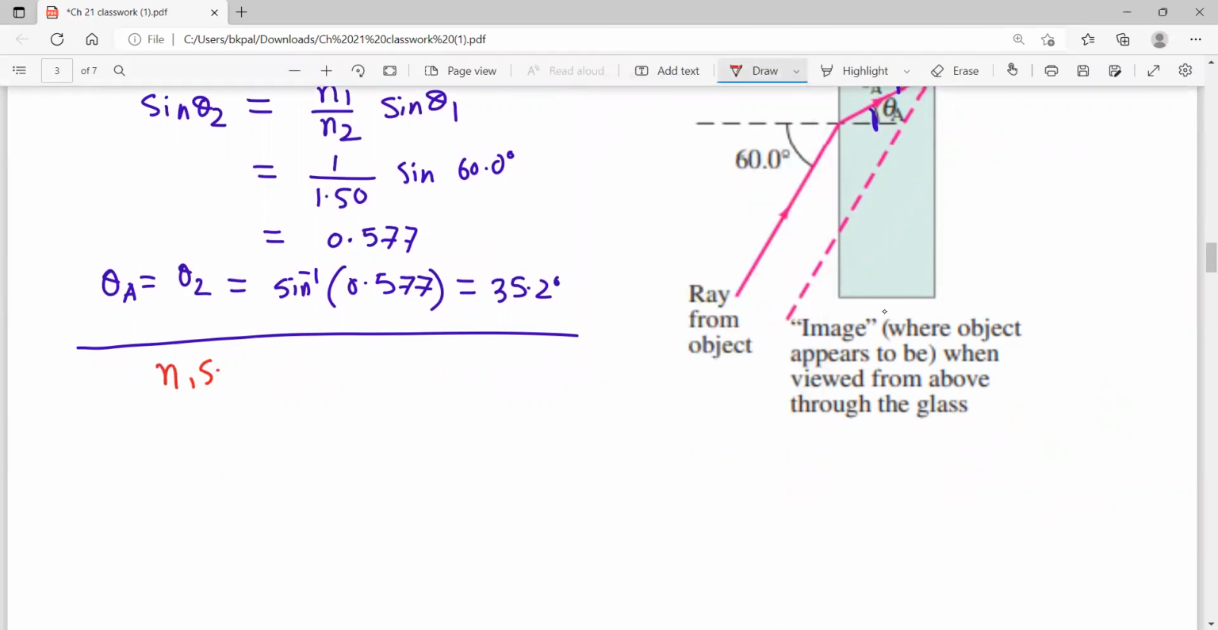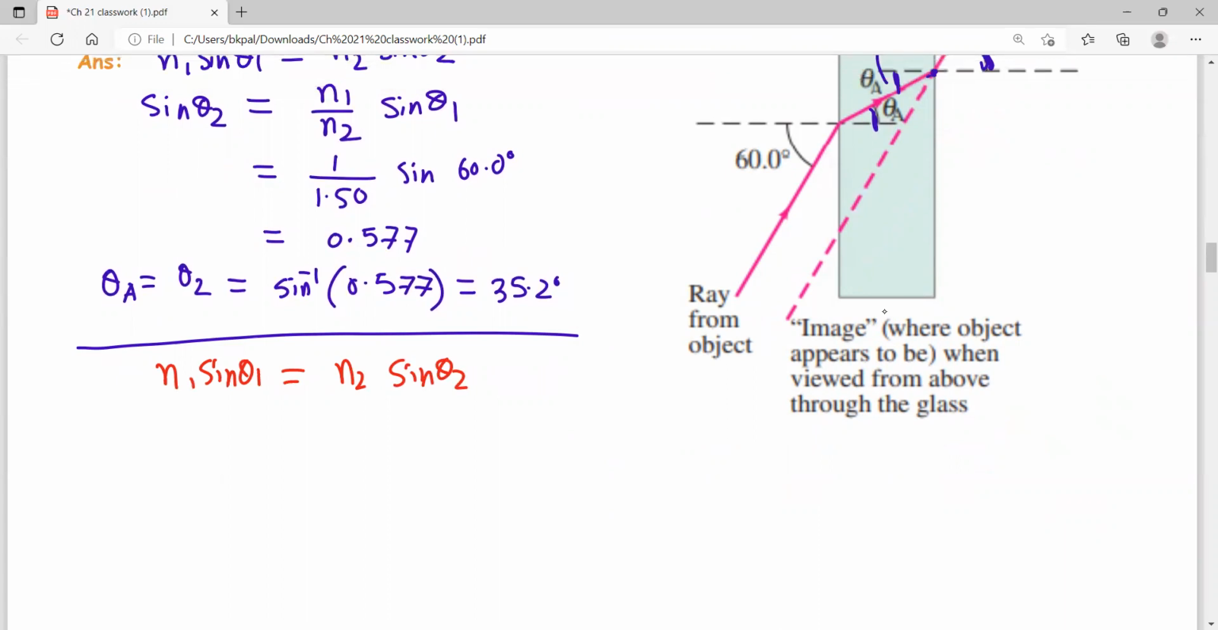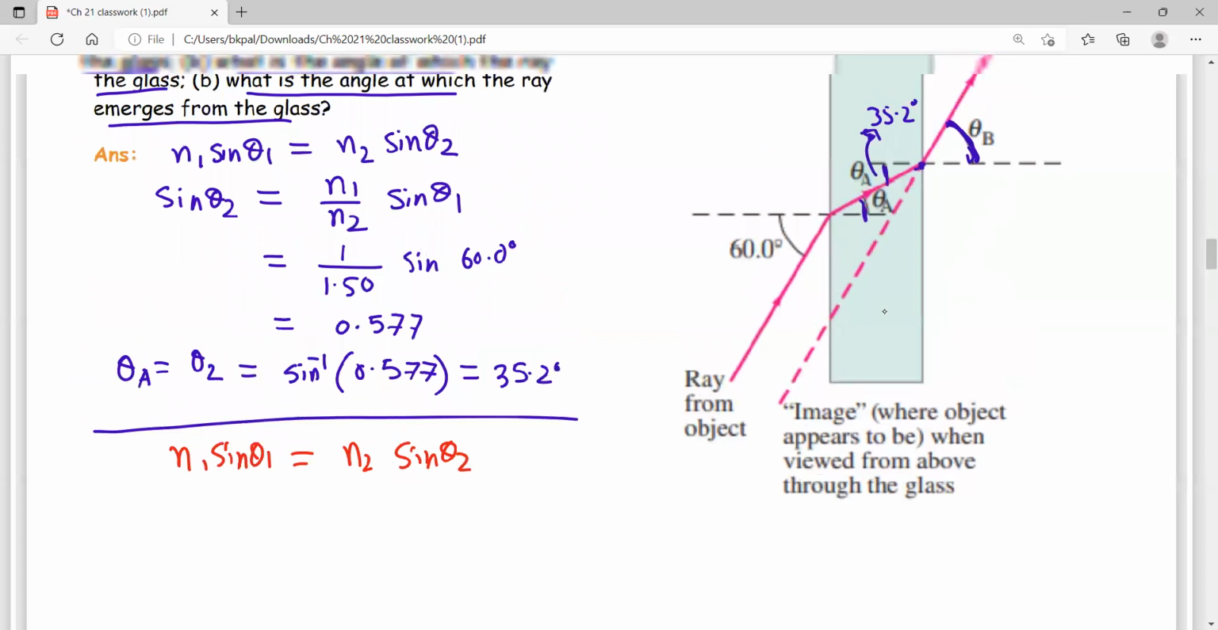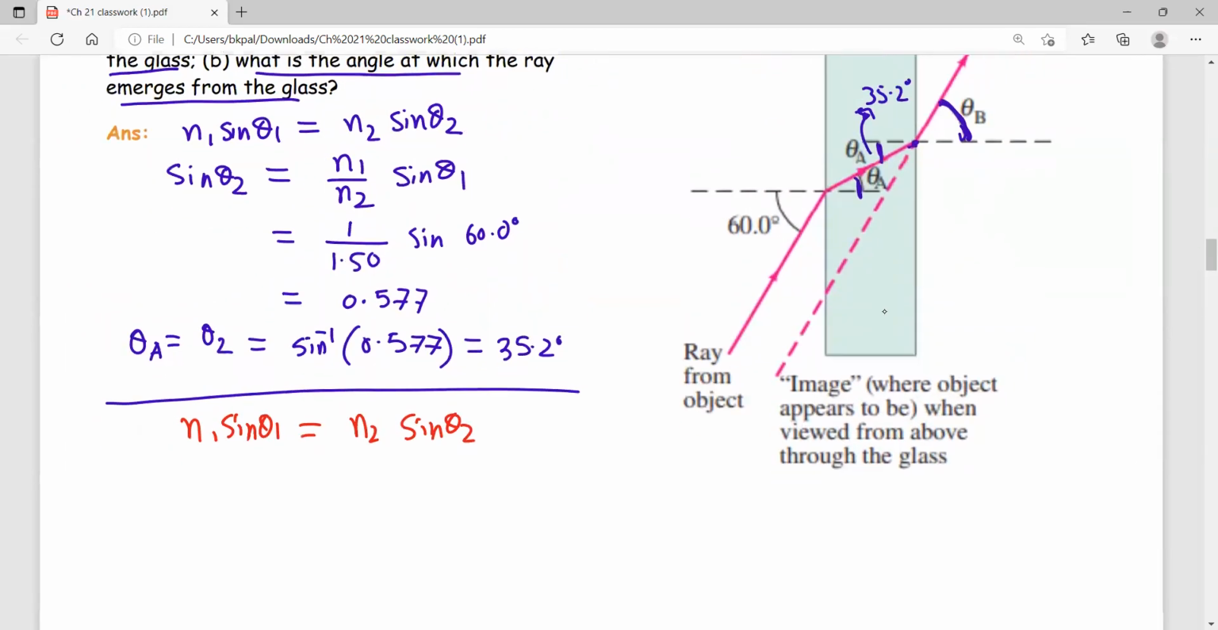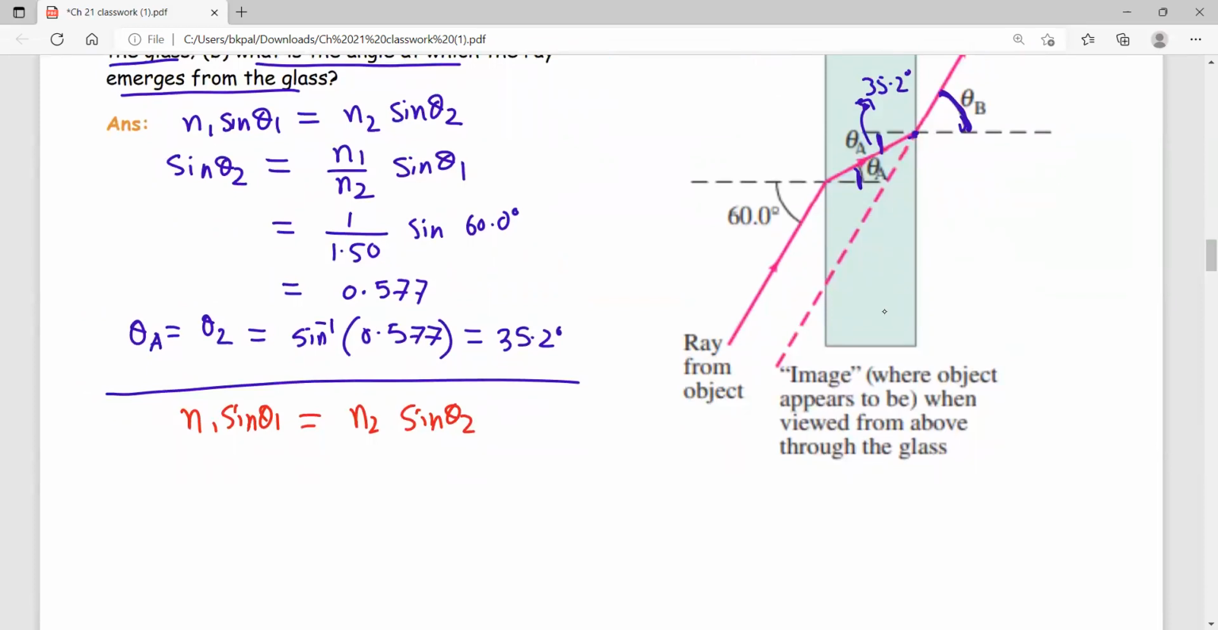So n1 sine theta 1 equals n2 sine theta 2. Now we have to change n1 and n2. Our n1 is the glass and n2 is the air. Earlier it was opposite. So n1 is 1.5 here, sine theta 1 is sine 35.2 degrees, n2 is 1, and sine theta 2 we have to calculate.